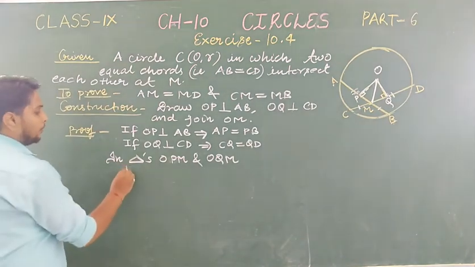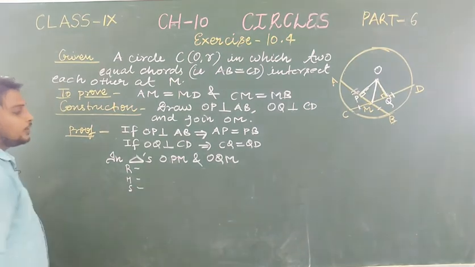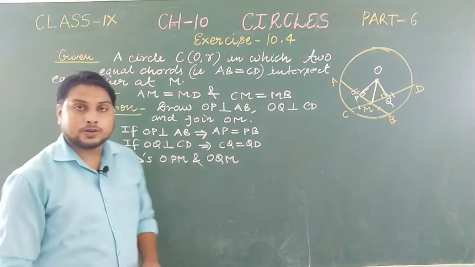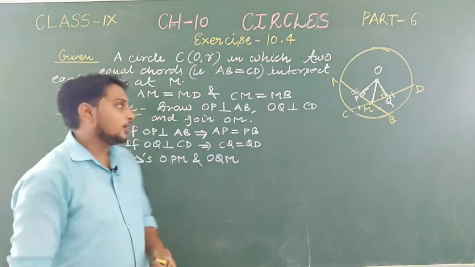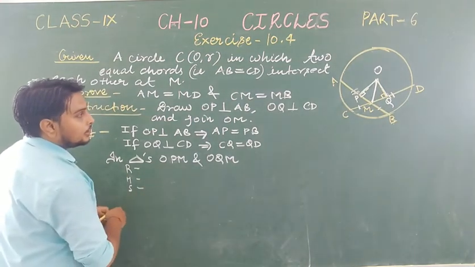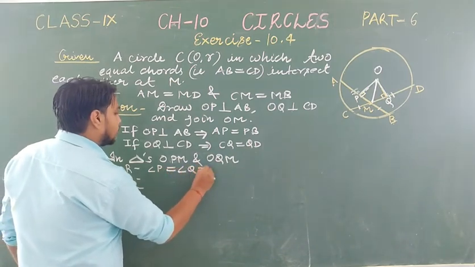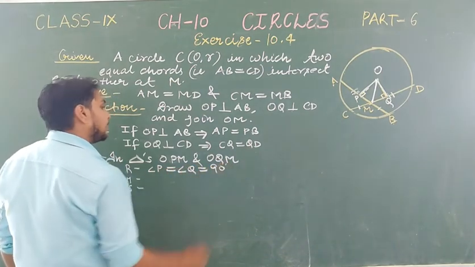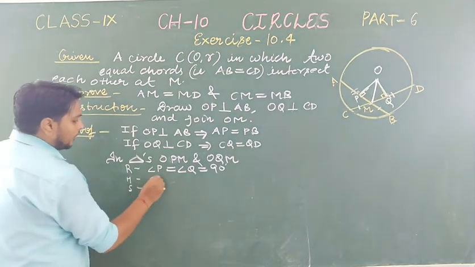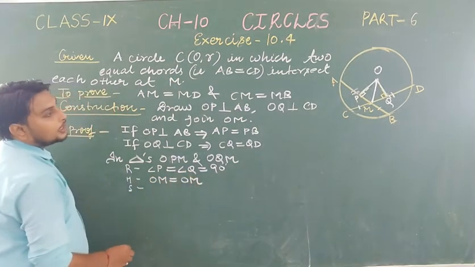So we can prove these two triangles congruent by RHS criteria. Firstly we write RHS: angle P is equal to angle Q is equal to 90 degrees. Hypotenuse is what? OM is equal to OM. And side is what?